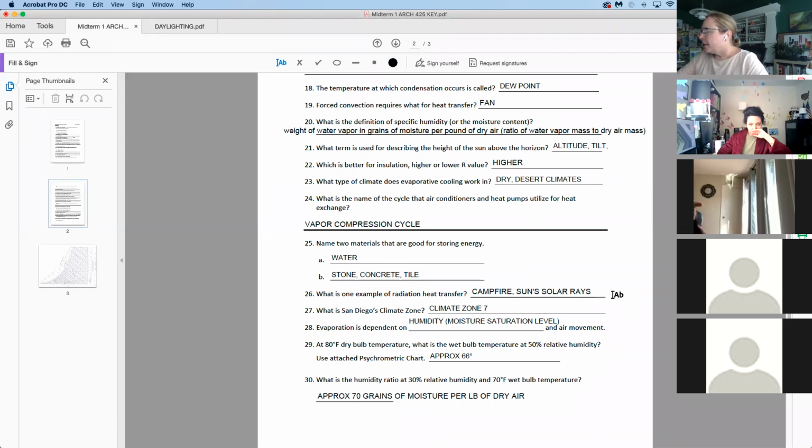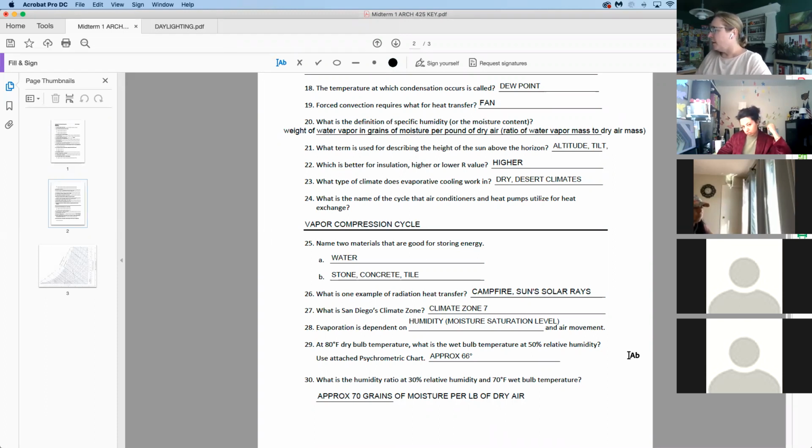Number 26, I was specifically looking for a direct example, like a campfire or the sun's solar rays. There's a variety of different answers that talked about the sun's radiation, or a radiator that gives off radiant heat, radiant flooring systems. All of those were acceptable answers. San Diego is in climate zone 7.